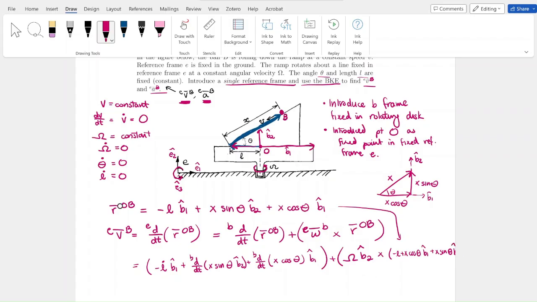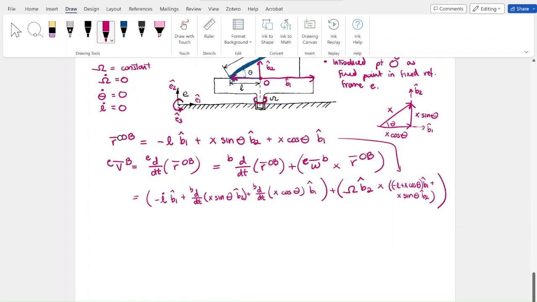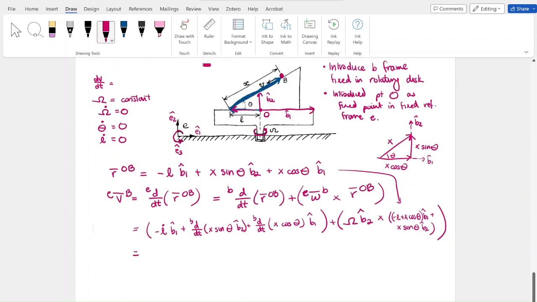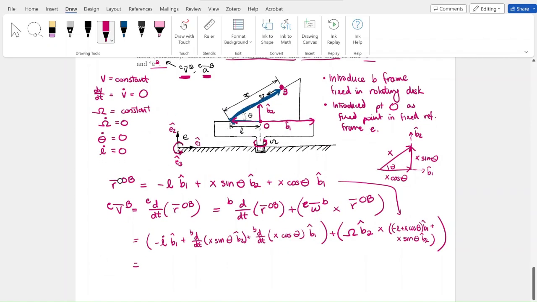No, I can't. Let's do this. Plus X sine theta B2 hat. Okay, that's a lot. So first, we know that L dot is equal to 0, right? So this term can drop.